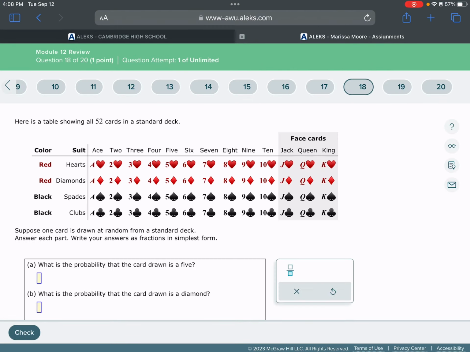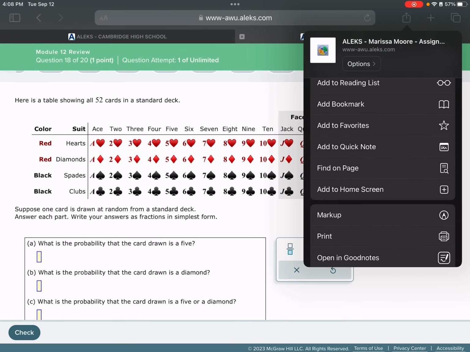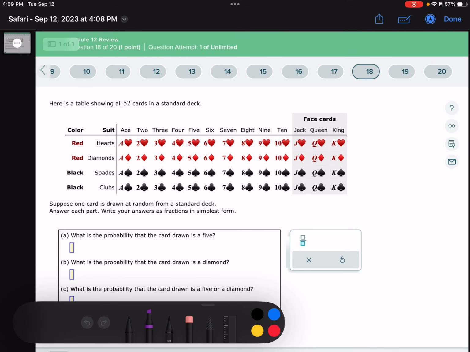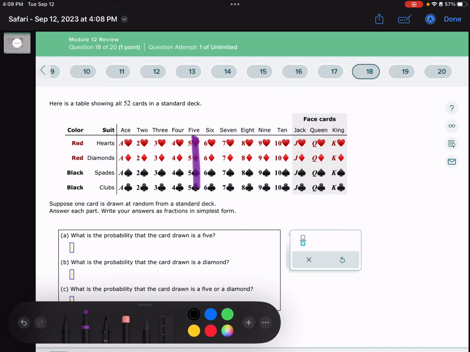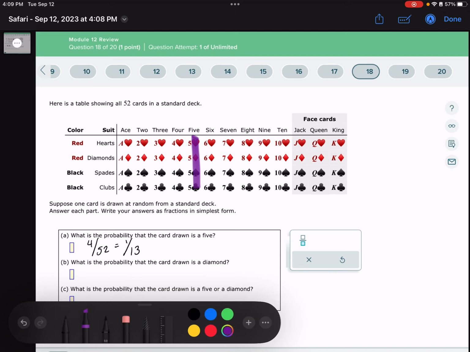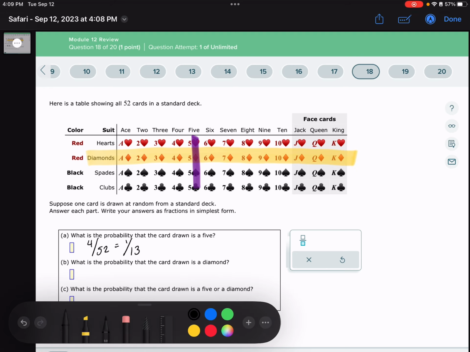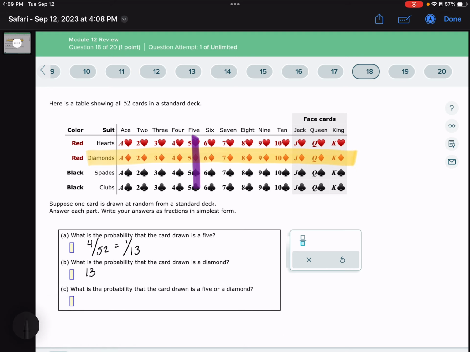Number 18. What is the probability that we get a 5 is where we're going to start. So my 5s are right here. There are 4 of them out of the 52 cards, which is 1 out of 13. The next one is a diamond, which are right here. And that is going to be 13 out of 52. If you simplify it, you're going to get 1/4.